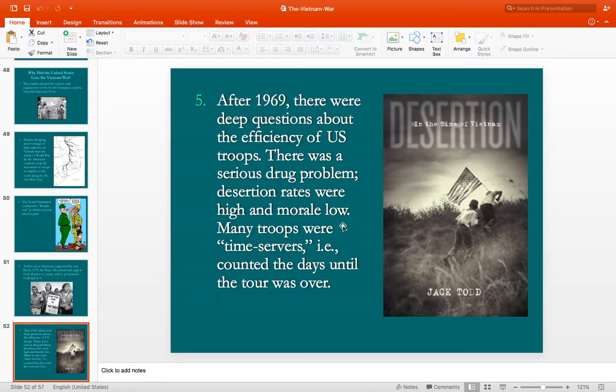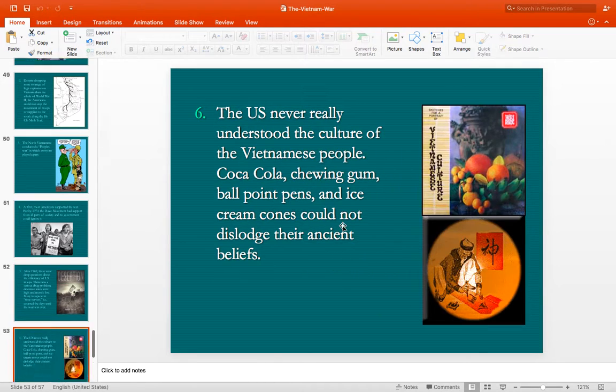Another explanation as to why the U.S. lost the war in Vietnam: after 1969, there were deep questions about the efficiency of U.S. troops. As I spoke about on Wednesday, there was a serious drug problem. Vietnam was known for its availability of opium. In that part of Southeast Asia, opium is very much in abundance. So many of the soldiers, again, average age 19, are getting access to drugs. Drugs are very cheap. And many of them returned home with a substantial heroin or opium problem.